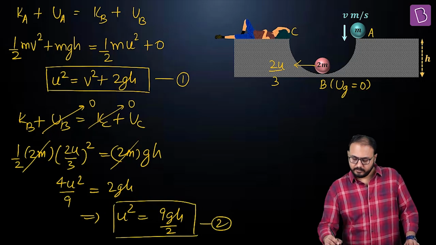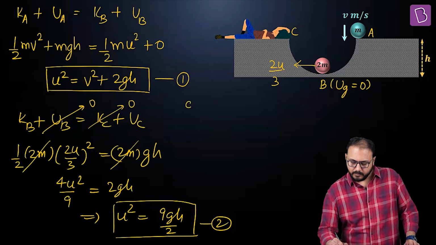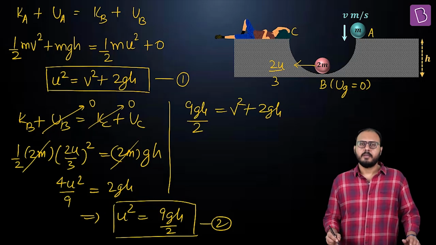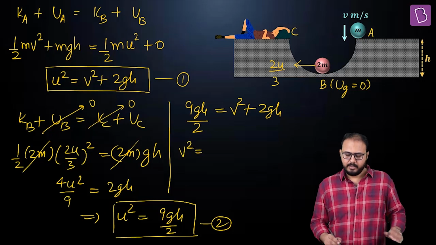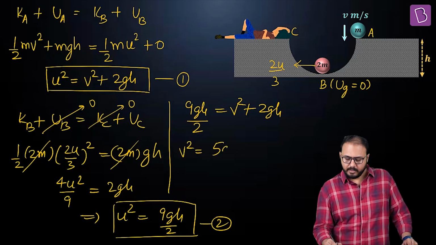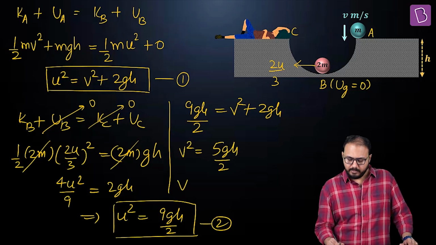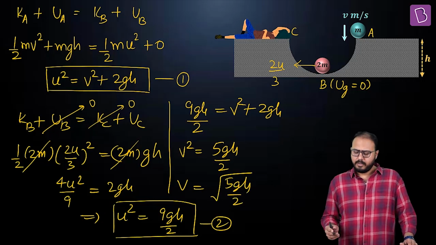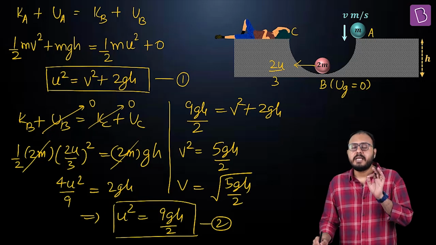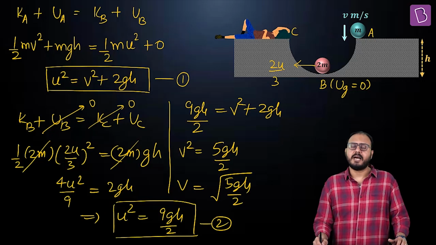Now you know the drill. Equate. 9gh by 2 is equal to v square plus 2gh. So v square is 9gh by 2 minus 2gh. 9 minus 4, 5. 5gh by 2. v is entire under root 5gh by 2, or 2.5gh, your call. This is the minimum value of v at which the guy gets up.